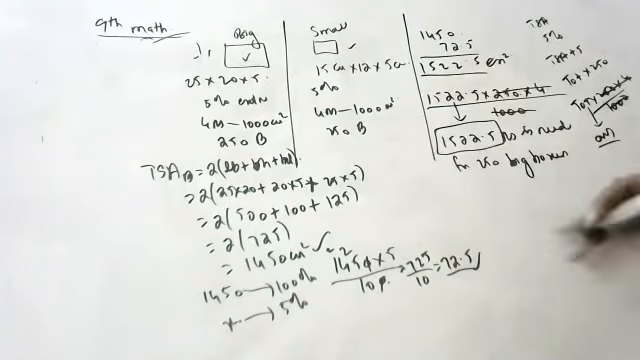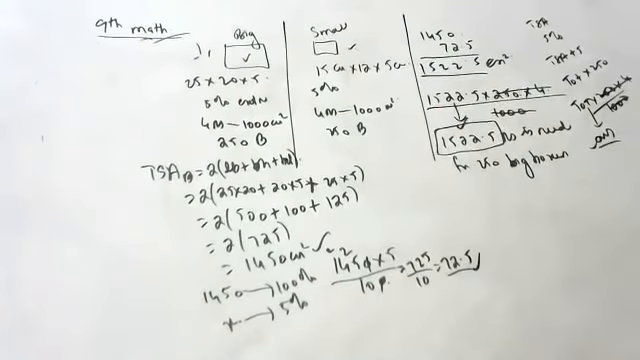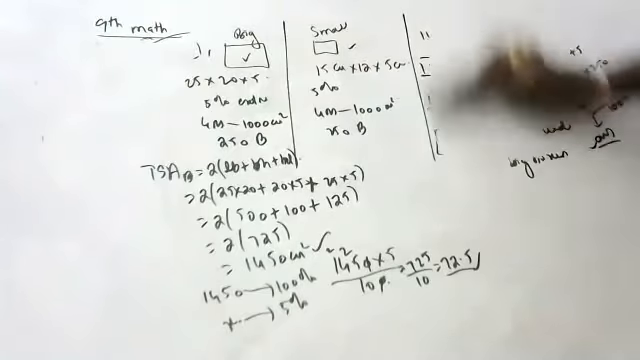Very easy sum, children. Later, this one and this one you add, you will get the total cost of small and big boxes. Is it okay, children? You are able to understand? Is it okay? Yes, sir. You have to do the rest on your own, children.